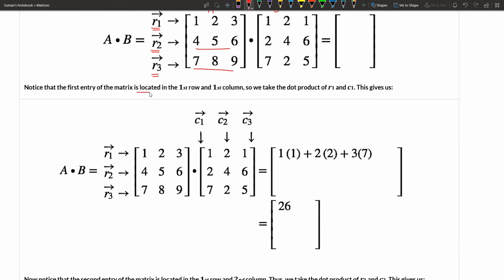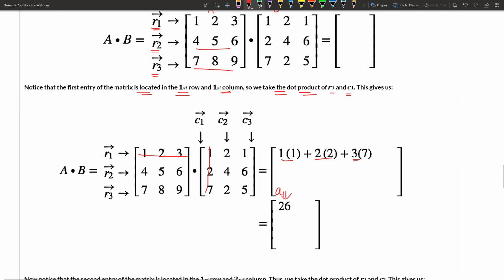Notice that the first entry of the matrix is located in the first row and first column. So we take the dot product of R1 and C1. Using the red color here, we take the dot product of row 1 and column 1. So that must be 1 into 1 plus 2 into 2 plus 3 into 7, and finally we get the result as 26. So that is our A11.